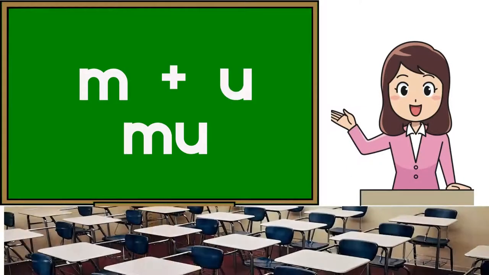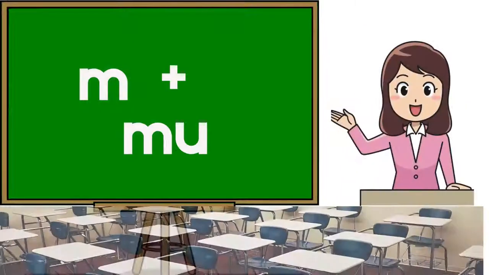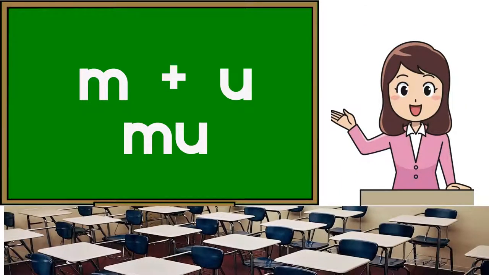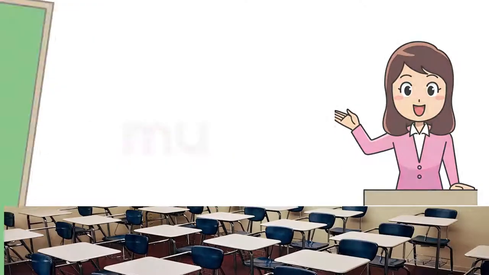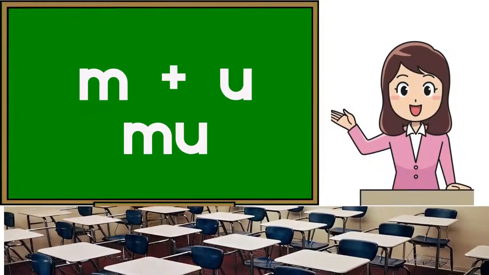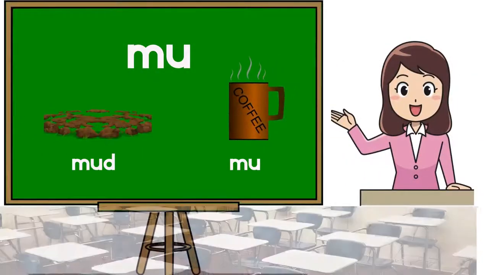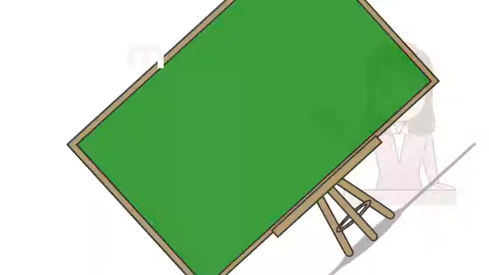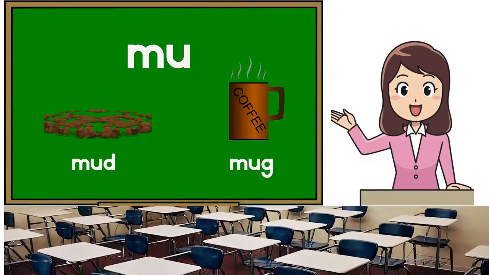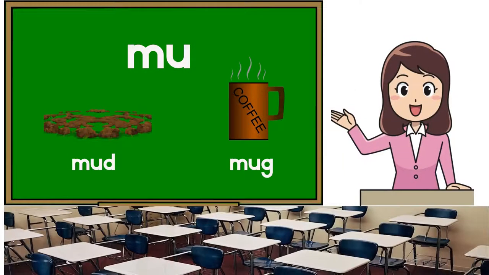What's the sound of M? Mm. And what's the sound of U? Uh. So when you combine M and U, you say mu again. Mu again. Mu. Mu is for mud. Mu, mu, mud. Mu is for mug. Mu, mu, mug.